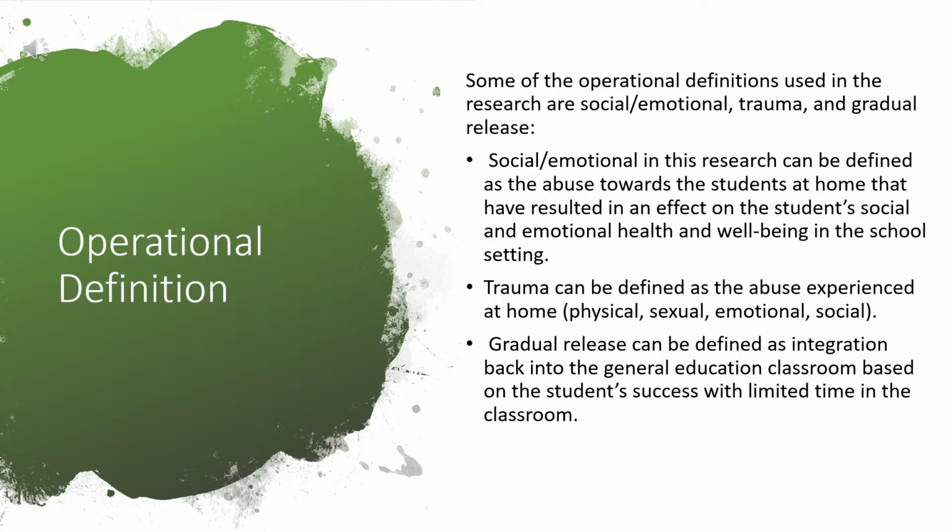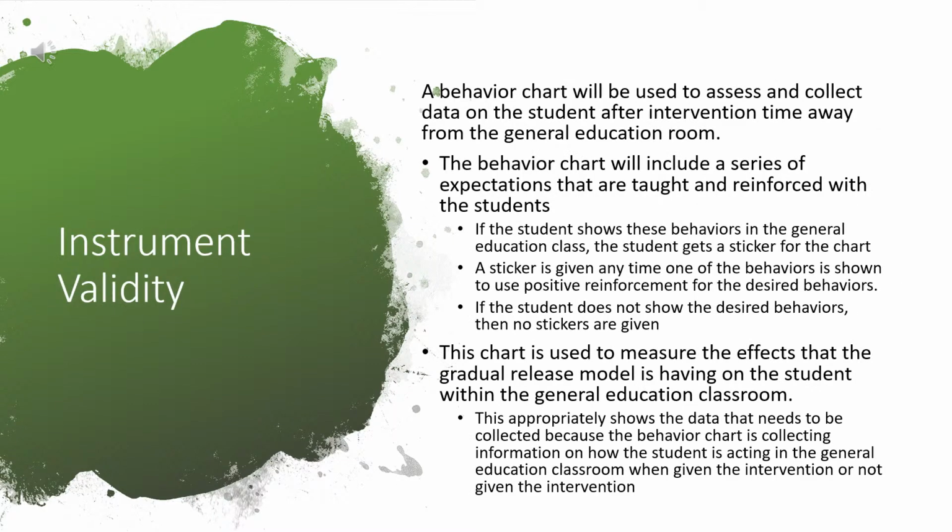My operational definitions include social emotional, which in this research can be defined as the abuse towards the students at home that have resulted in an effect on the student's social emotional health and well-being in the school setting. Trauma can be defined as the abuse experienced at home, so whether it's physical, sexual, emotional, or social. And gradual release can be defined as integration back into the general education classroom based on the student's success with limited time in the classroom.